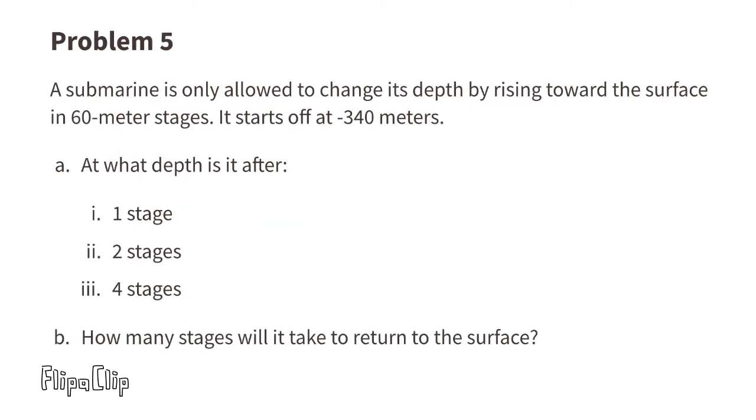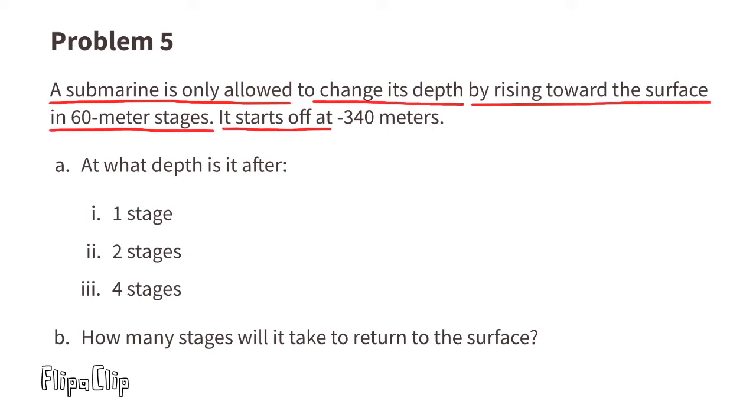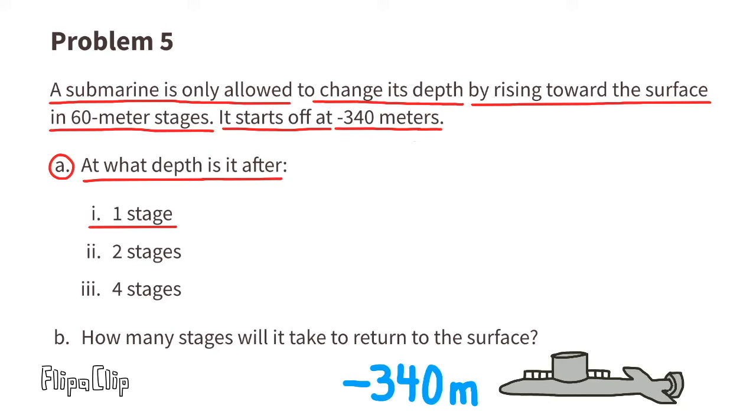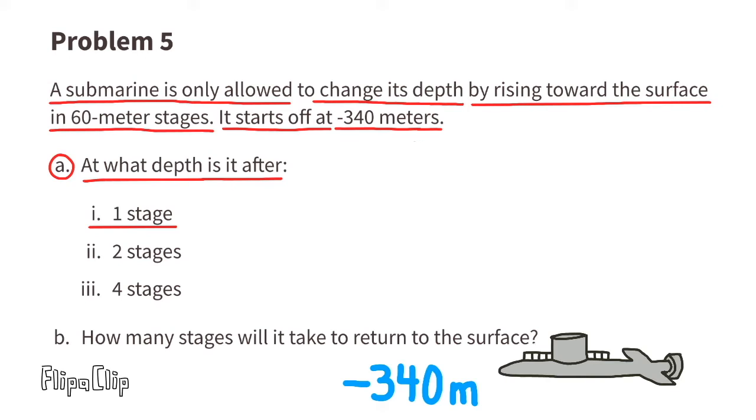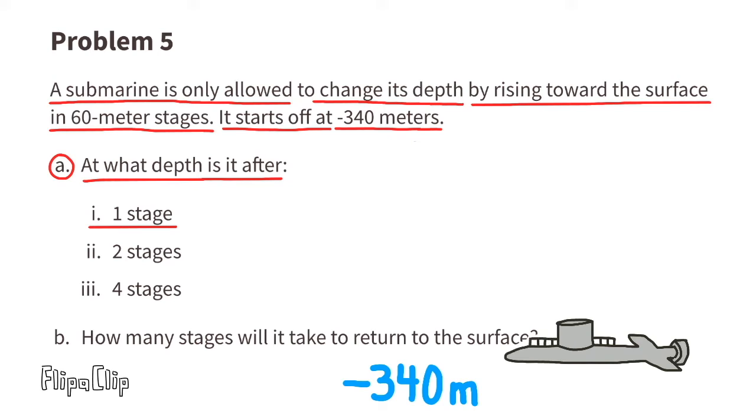Problem number 5. A submarine is only allowed to change its depth by rising towards the surface in 60-meter stages. It starts off at negative 340 meters. A. At what depth is it after one stage? The submarine starts out at negative 340 meters below the surface of the ocean, and it's allowed to go up 60 meters at a time towards the surface.